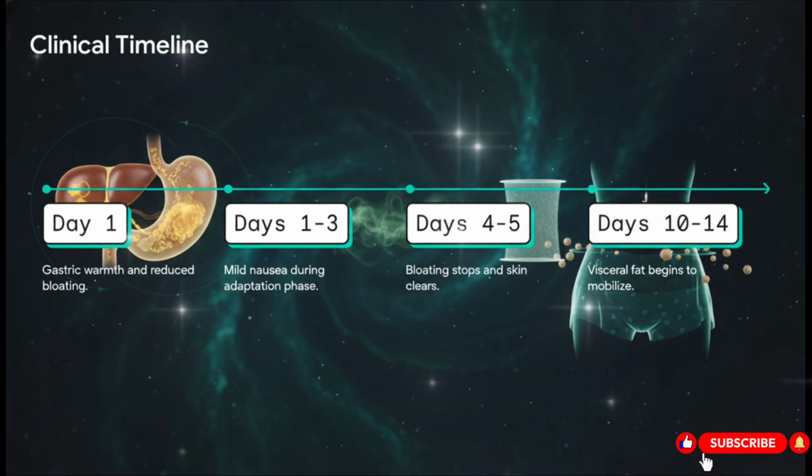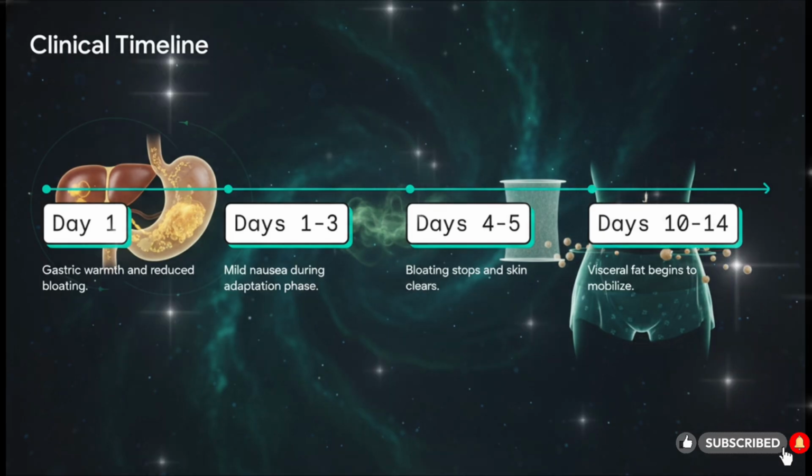By days 10 to 14, that's when the metabolic cascade reaches the adipose tissue, resulting in the structural mobilization of visceral fat and a very distinct loosening of your garments around the midsection.